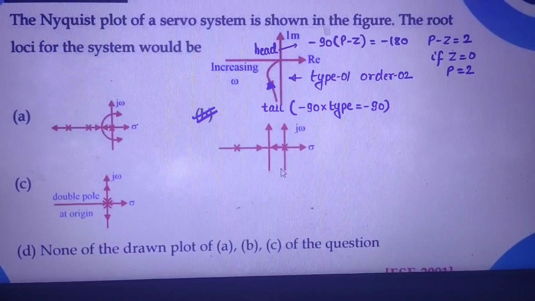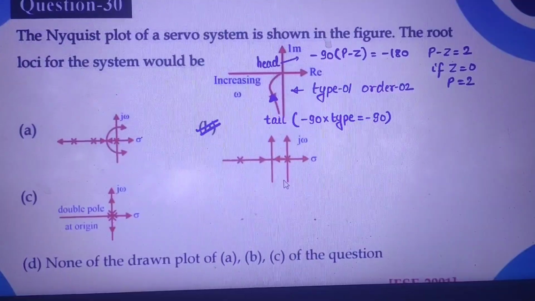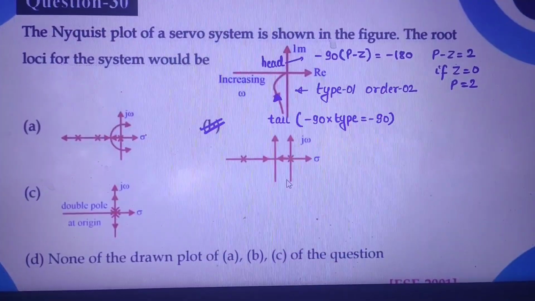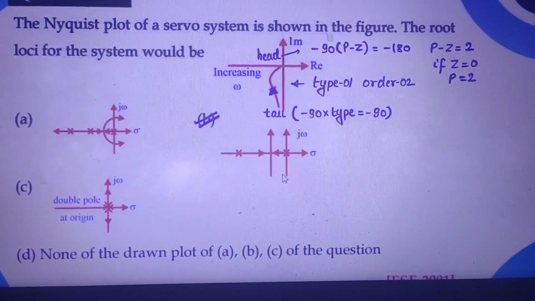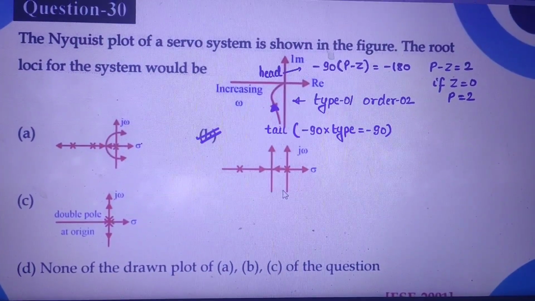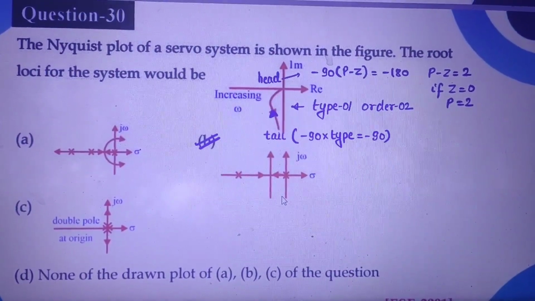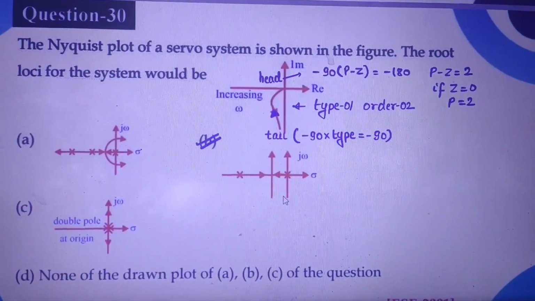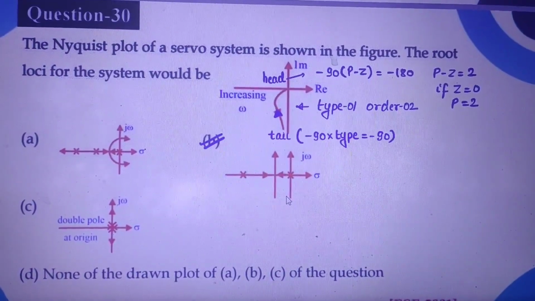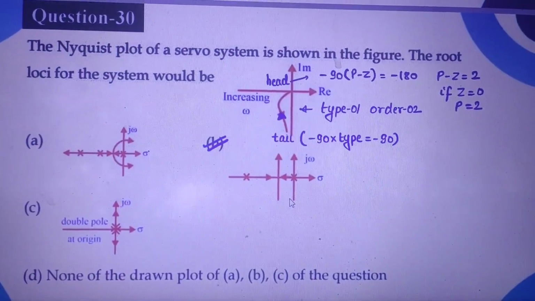The Nyquist plot of a servo system is shown in the figure. The root loci for the system should be? See, in this, the head is minus 180 degrees and the tail is minus 90 degrees. You know, the head formula is minus 90 into (P minus Z) equal to minus 180 degrees. By calculating, P minus Z is equal to 2, and if Z is equal to 0, you will get poles as 2. And here the tail is minus 90 degrees into the type, so the type will be 1. So from this you can say that the type is 1 and the order is 2.